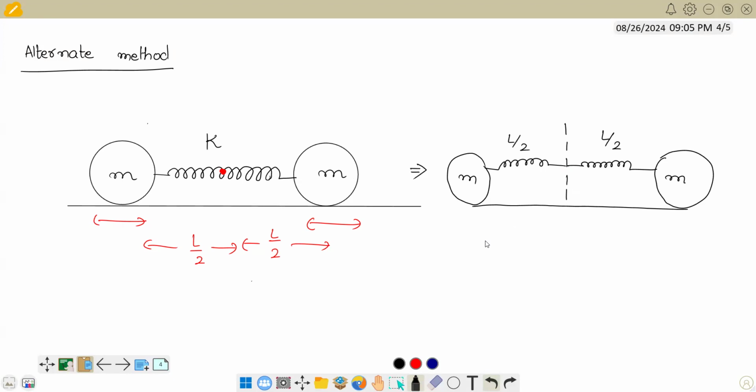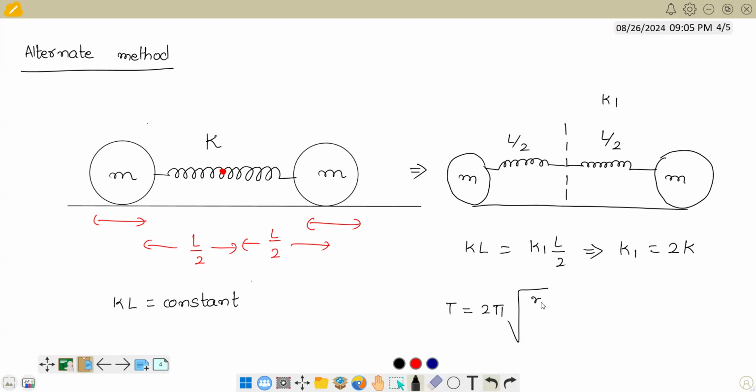We know in springs, K into L is equal to a constant, if there is no change in other dimensions. So here we can write K into L equals K1 into L by 2. Based on this, we get the new stiffness of half of the spring as 2K. Now the time period of the system is nothing but the time period of any one of them. So time period equals 2 pi root M by K1, so we'll get 2 pi root M by 2K.